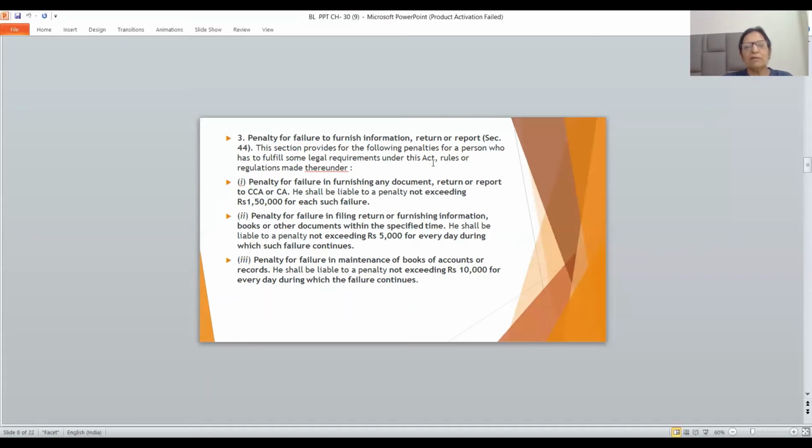Penalty for failure to maintain books of accounts or records: he shall be liable to a penalty which will not exceed ₹10,000 for every day. Remember, friends, in the earlier point, the penalty for a delay of 1 day was ₹5,000. But here in the third point, the penalty for 1 day is ₹10,000.